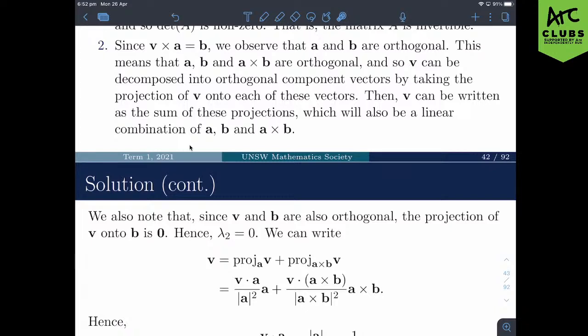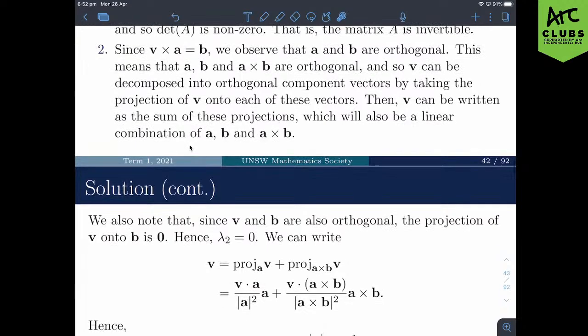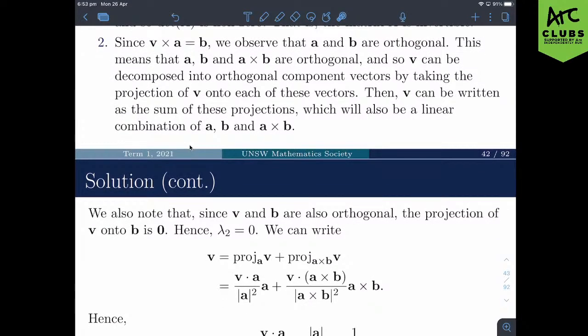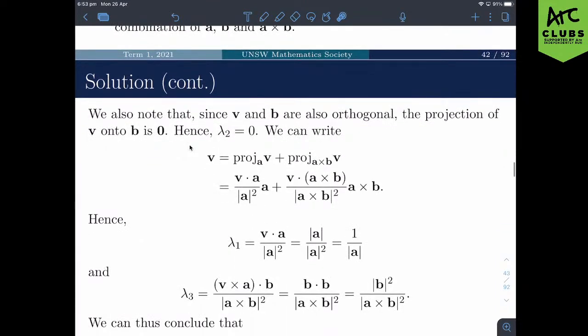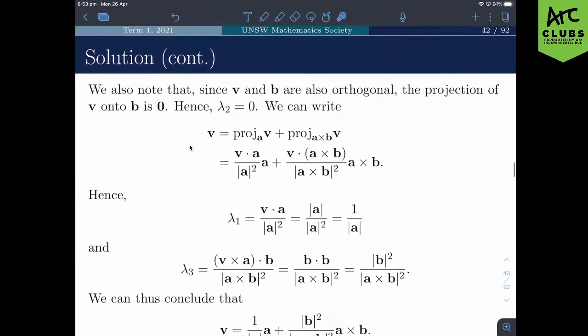Because, wait, did I say the projection, or did I say, okay, anyway, same thing. So the component of V on B is 0. So anyways, I'm getting short-term memory loss.